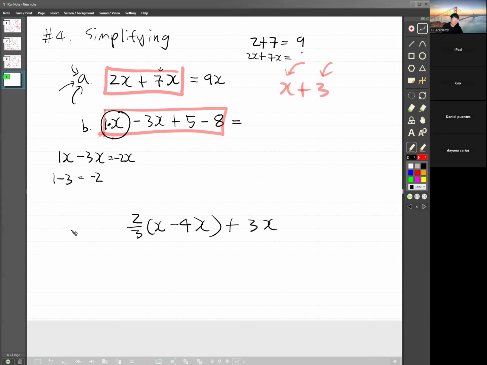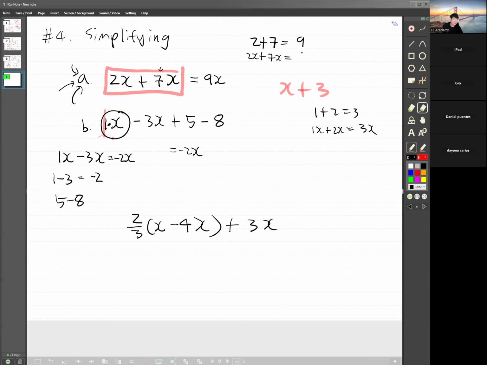Oh, yes. Again, 1 plus 2 is 3. 1x plus 2x will be just 3x. So 1x minus 3x will be negative 2x. Now, what is 5 minus 8? 5 minus 8. Yes, negative 3. That's it. There's nothing we can do, because x and a constant are not like terms. You cannot add them, you cannot subtract them.